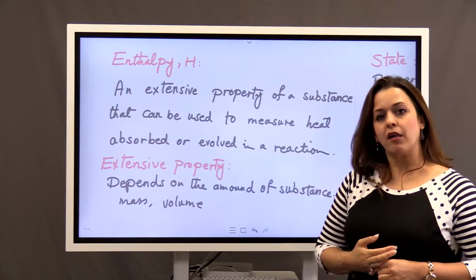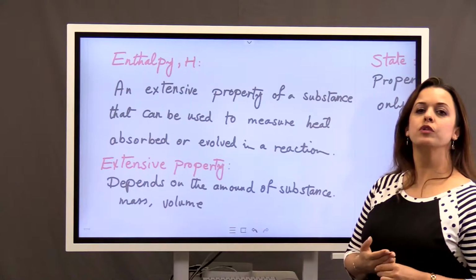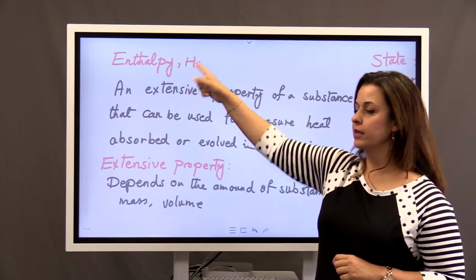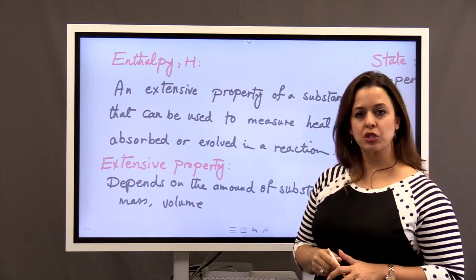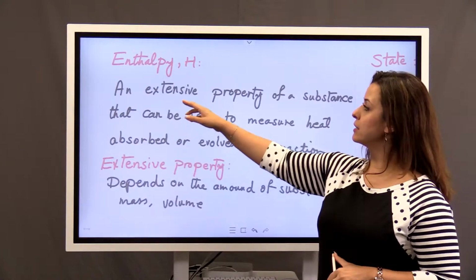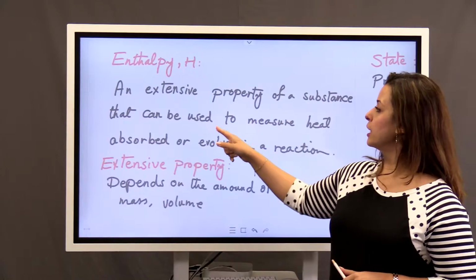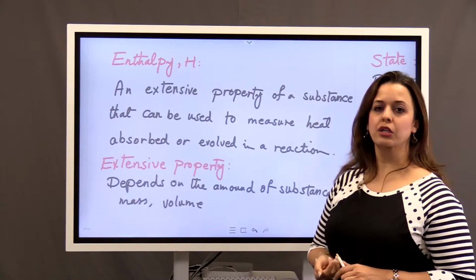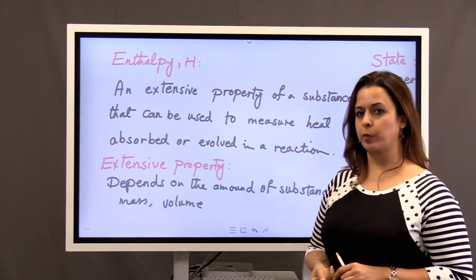Instead of heat itself, let's talk about a property of the substance that we can use to measure the heat of reactions. So we introduce enthalpy and we show it as H. So what is H? What is enthalpy? It's an extensive property of the substance that can be used to measure heat, which is absorbed or released in a reaction. So H is a measure of that released or absorbed heat.